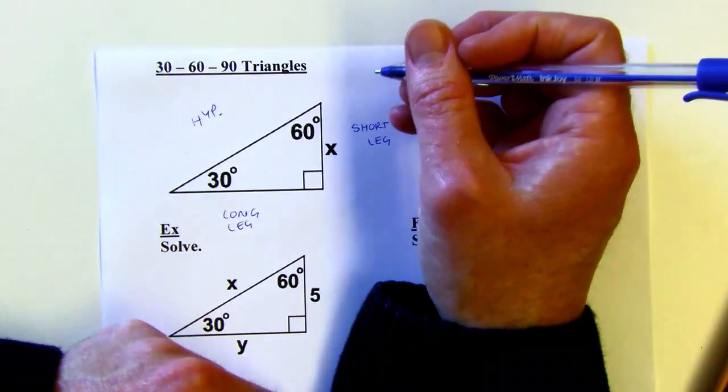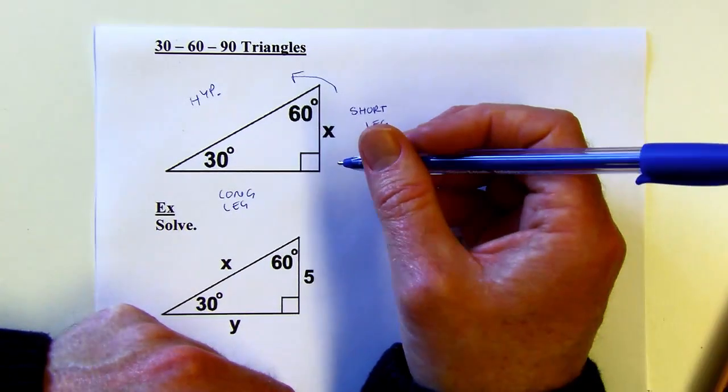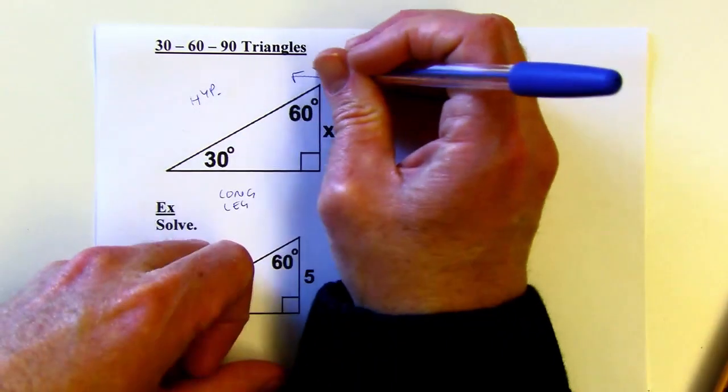So the short leg is the best piece to have. If you have the short leg, you can just multiply by something to get the hypotenuse, and that something is 2.